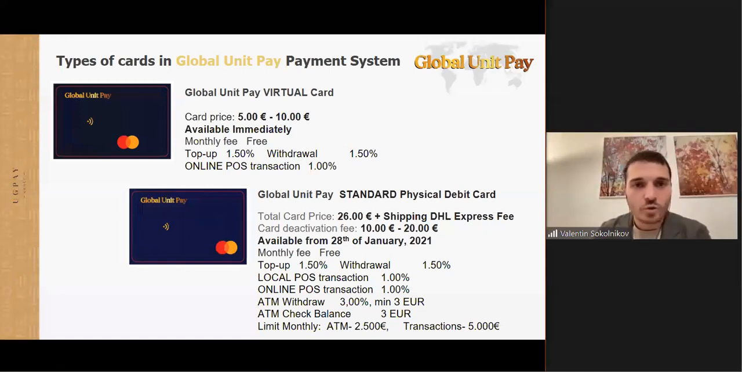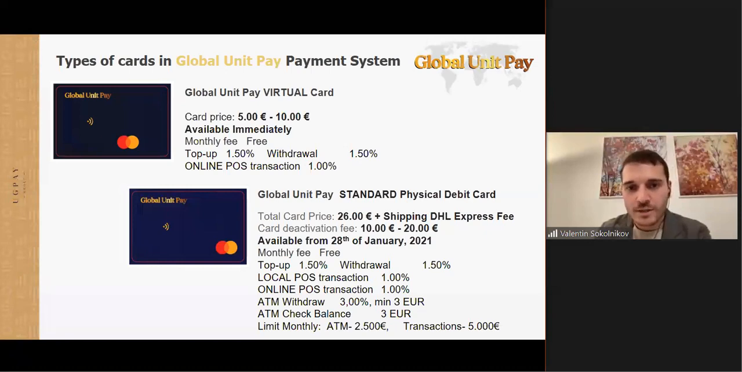Here you can also see fees, commission fees: the top up 1.5% and withdrawal 1.5%. I don't think it's a big commission, especially in view that you don't pay any monthly fee if it's a virtual card, I mean. And the online transactions commission is 1%.